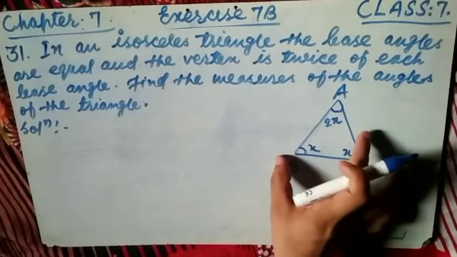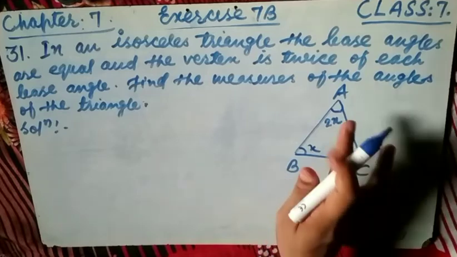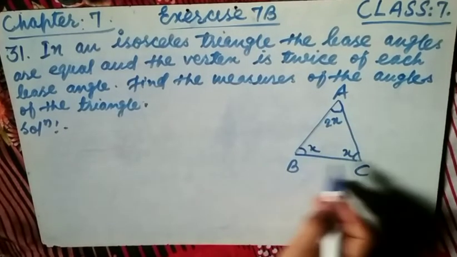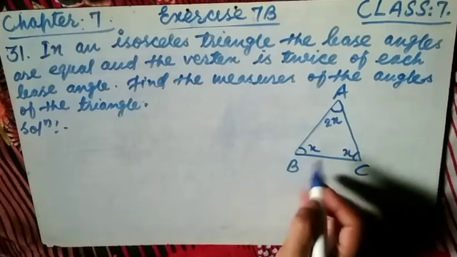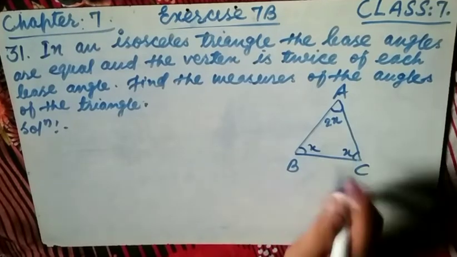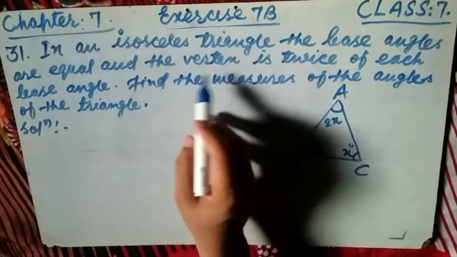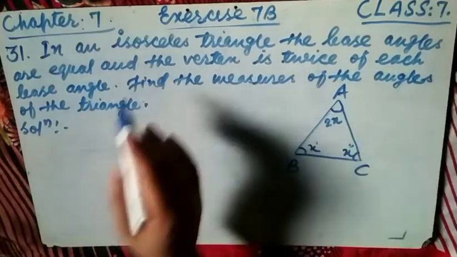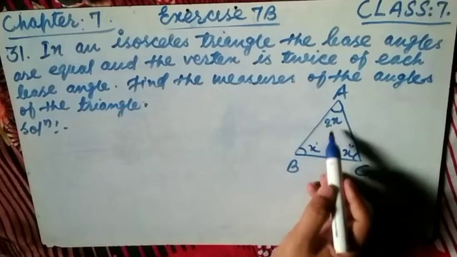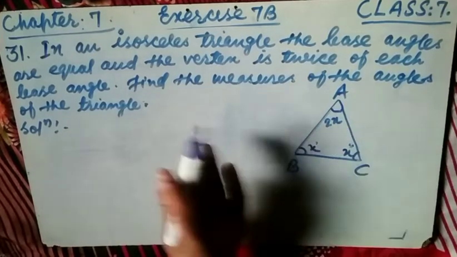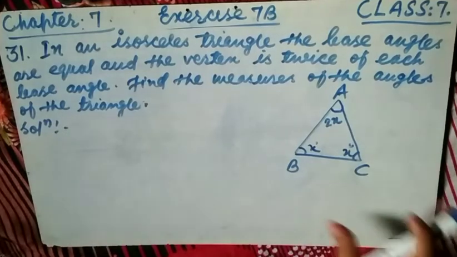Simple, this is an isosceles triangle that I have drawn in a figure. ABC is an isosceles triangle according to the question. Now the base angles are equal. So suppose B is x degree and C is x degree. This is considered. Okay. Now the other statement says the vertex angle is twice each of the base angles. The vertex is 2 times each of the base angles, means 2 into x, 2x. Okay. Now we have to find all measurements of the angles of this triangle.